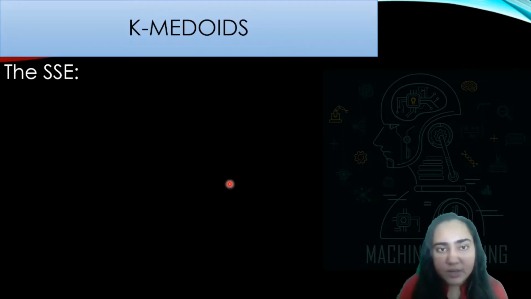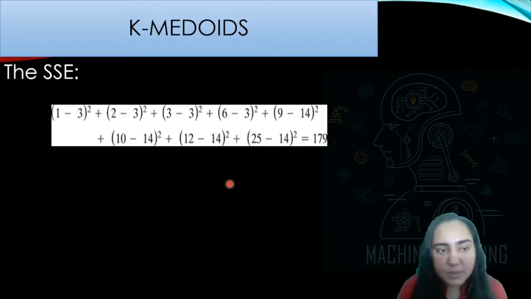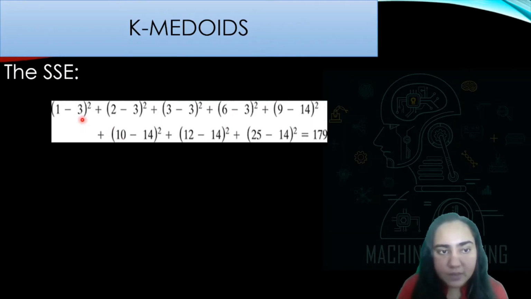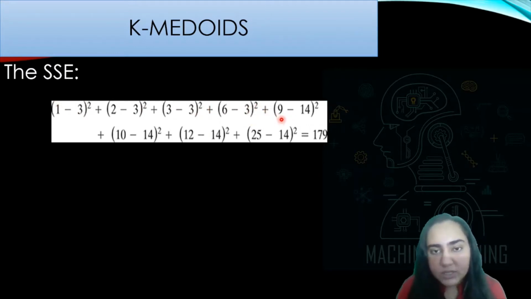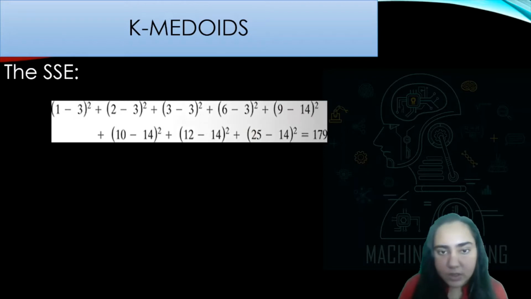Now, if you calculate the SSE, which we use in k-means clustering, you will get this. So for the first group, you have all these data points, right? You have 1, 2, 3, and 6. And you have the mean value 3 everywhere. So 3 is subtracted from everywhere, and take a square of that. For the second cluster, the data points are 9, 10, 12, and 25. And the mean is 14. So you subtract 14 from everywhere and take a square of that. And you get 179, which is quite high.